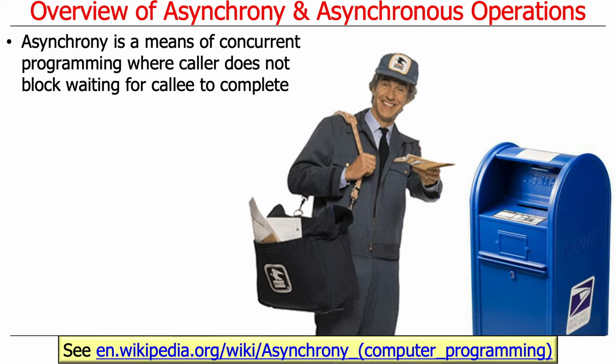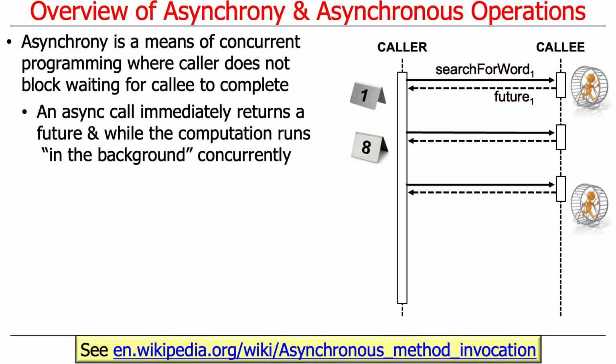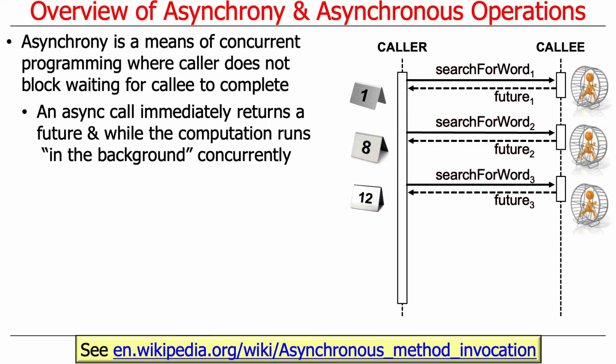Remember, synchronous programming is where you blocked. And a great example of asynchronous interactions or operations is dropping a letter into a post box or at the post office, where you're not going to sit around waiting for the letter to come back. I mean, you could, but that would be silly. An asynchronous call immediately returns something called a future, and we'll see there are different variants of futures, while the computation runs in the background concurrently with respect to other operations.